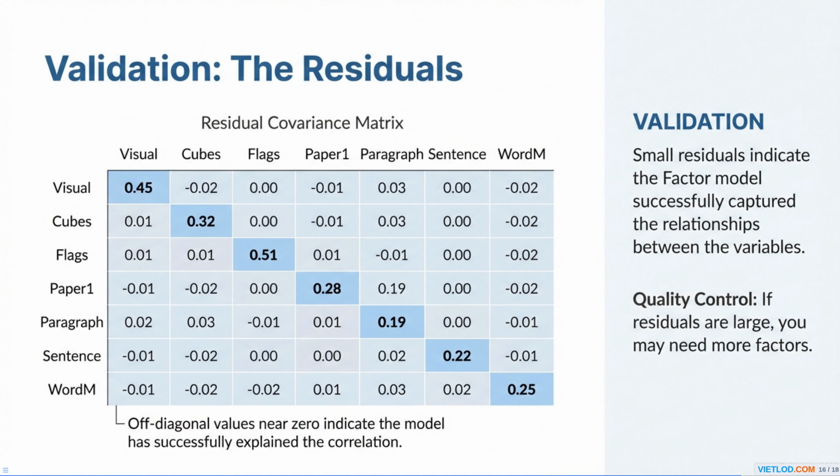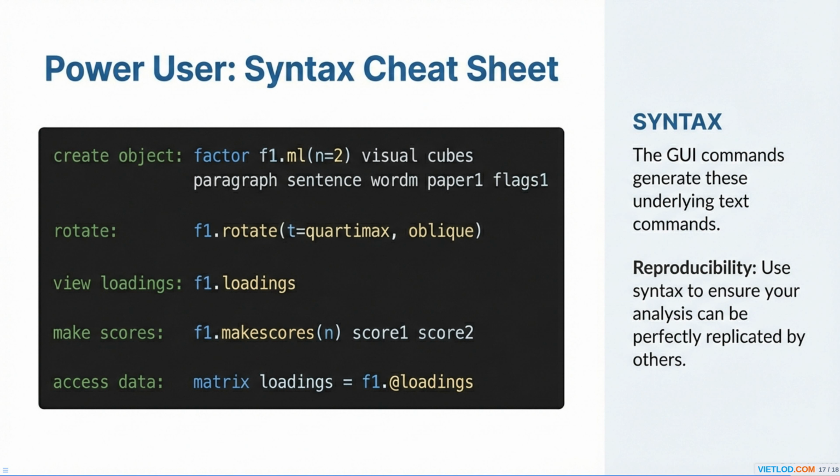Before we conclude our analysis, it's good practice to perform one final check to validate the quality of our model. A good factor model should explain the correlations observed in the data. The residual covariance matrix shows the correlations that are left over after accounting for the factors. In a well-fitting model, the off-diagonal values in this matrix should be very small, close to 0. This indicates that our factors have successfully captured the shared variance among the variables.